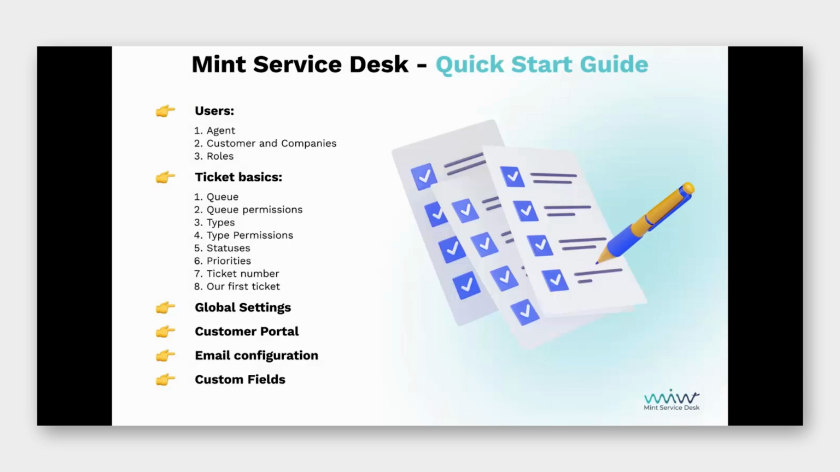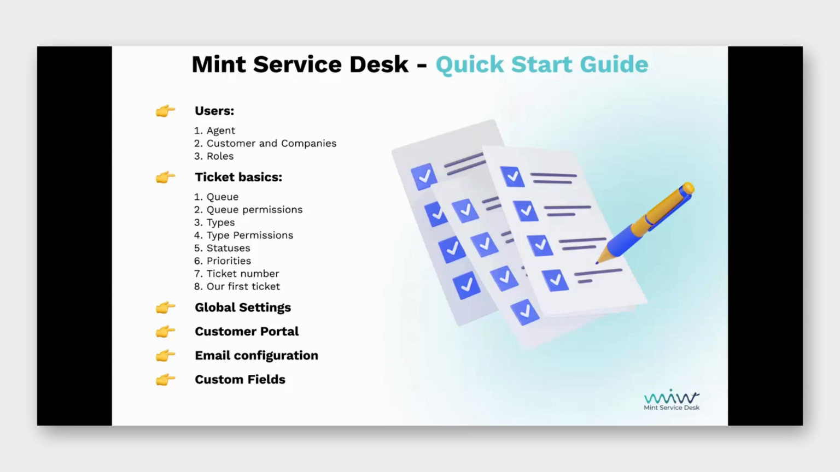First, we'll talk about the different types of users in the system: admins, agents, and customers. We'll explain the roles and permissions that each user type can have, and show examples of how to configure them. Then, we'll review the Company Manager section under the Companies category. After Companies, we'll discuss ticket configuration, starting with the concept of queues, how to define your queue structure and set queue permissions.